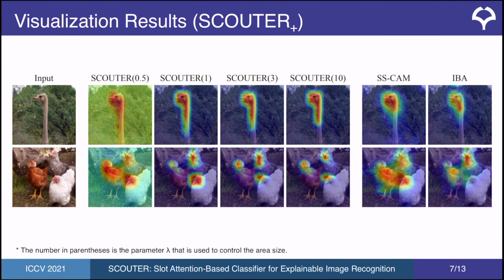Here are some visualization results for positive SLOTR. It gives reasonable and accurate explanations. Comparing with SSTEM and RBA, we can see that SLOTR can give explanations with more flexible shapes which fit the target objects better, for example, the long net. It also accurately finds the individual entities in the second row. A larger lambda decreases the explanatory region sizes.